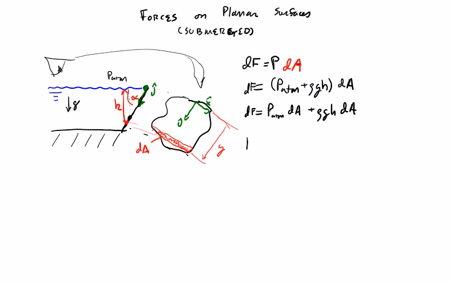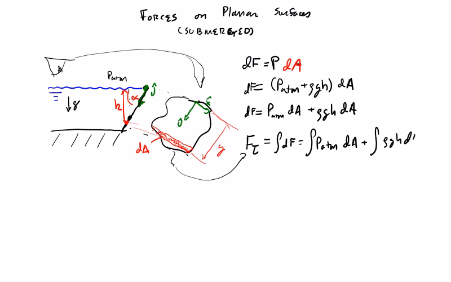Then if I want to know the total force on this whole surface, that would be the integral of that little incremental force: the integral of P_atm dA plus the integral of rho g h dA, over my surface, and let's call this surface S. So this would be a surface integral. The total force on that surface would be the surface integral of P_atm dA plus the surface integral of rho g h dA.